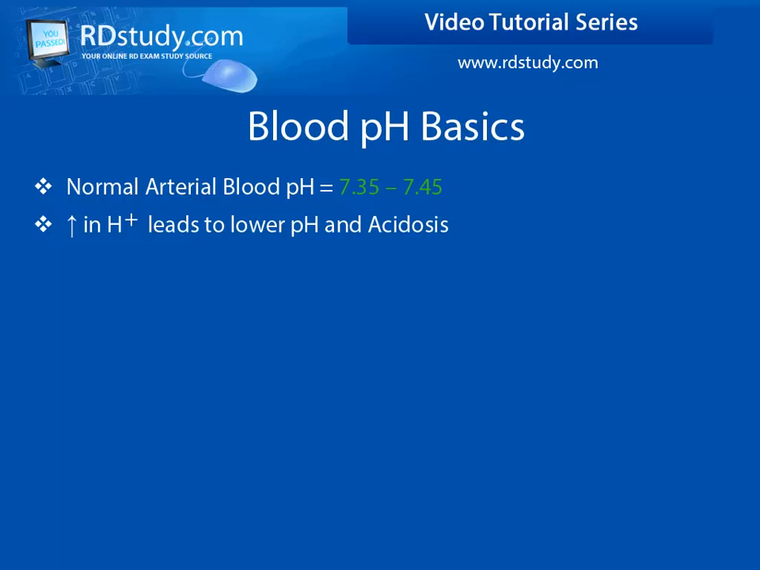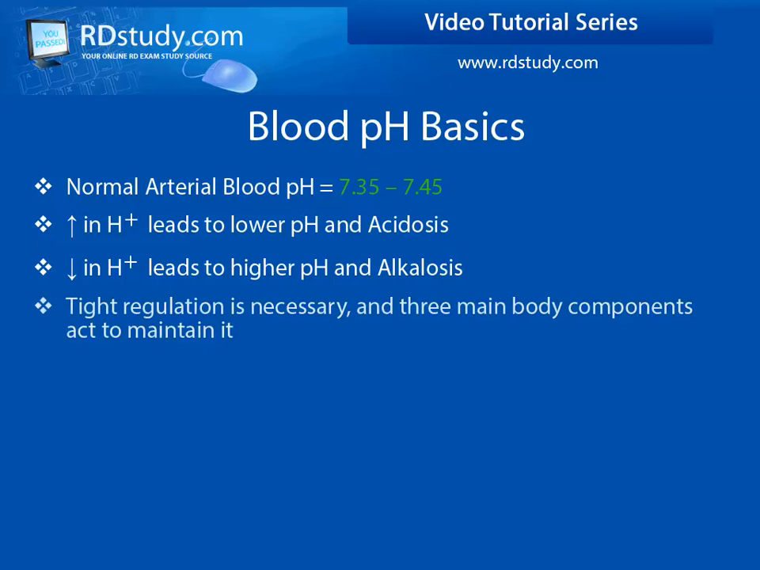If this value drops below 7.35, acidosis begins to occur. When the number of hydrogen ions decrease, the pH number goes up. The solution becomes more alkaline, and if it surpasses 7.45, alkalosis begins to occur.